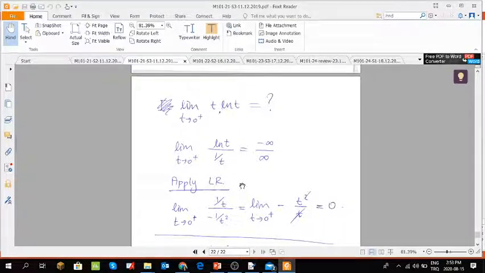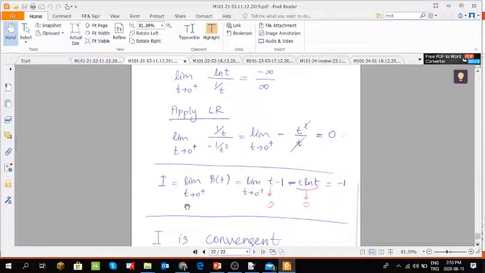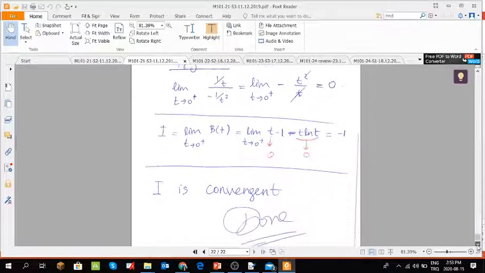Let's apply L'Hopital's rule. The derivative of natural log of t is 1 over t, the derivative of 1 over t is negative 1 over t squared, and negative t on top, and this is going to go to 0 actually, look at that. So this is going to go to 0, negative 1, and the answer is negative 1. So it is finite, it's convergent.